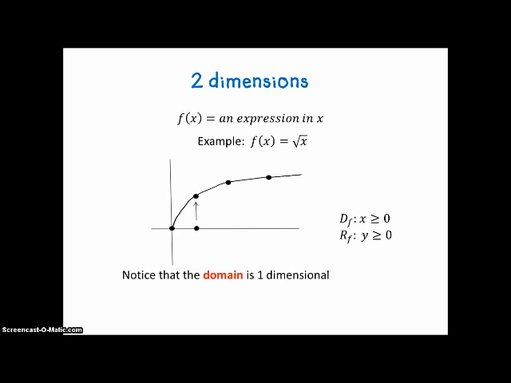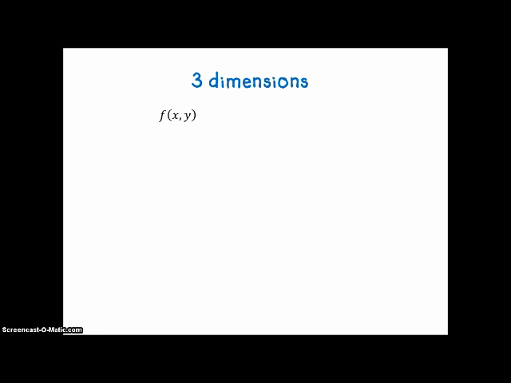Notice that the domain of a single variable function is one-dimensional, whereas the graph is a curve drawn on the two-dimensional xy plane. So now we're going to move into 3 dimensions. A function of 2 variables is an expression in x and y. For example, we could have f of x comma y equaling the square root of x times y.